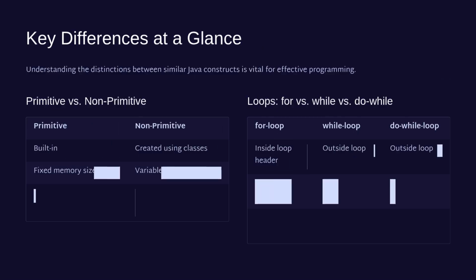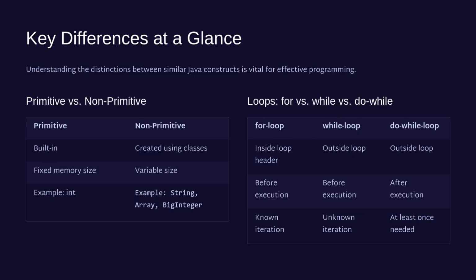Key differences at a glance. Understanding the distinctions between similar Java constructs is vital for effective programming. Primitive versus non-primitive. Primitive types are built-in, have fixed memory size, for example int. Non-primitive types are created using classes, have variable size, for example String, Array, BigInteger. Loops: for versus while versus do-while. The for loop has its initialization inside the loop header, used for known iteration. The while loop checks the condition before execution, used for unknown iteration. The do-while loop checks the condition after execution, used when at least one run is needed.